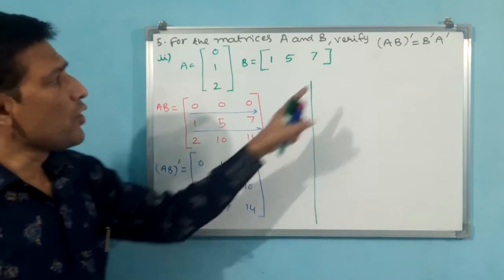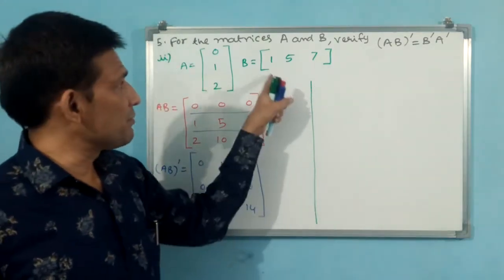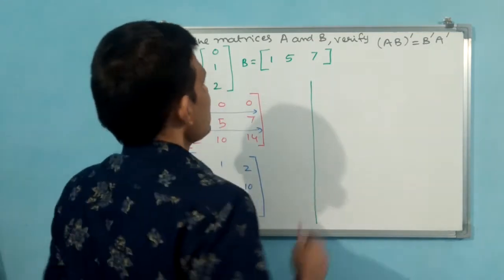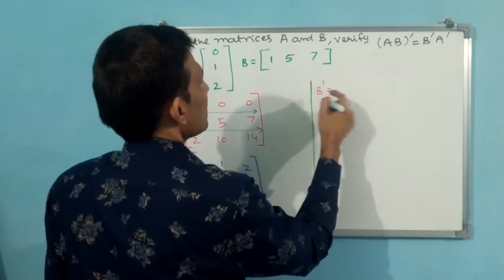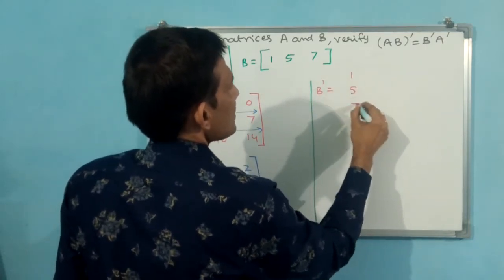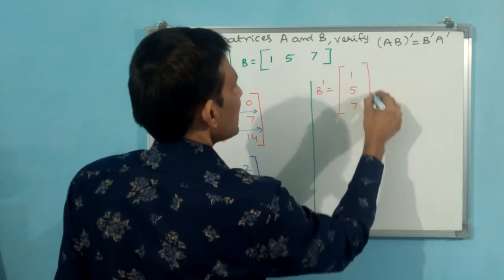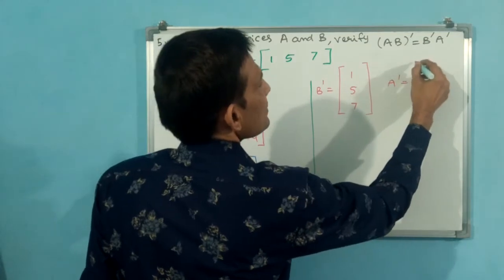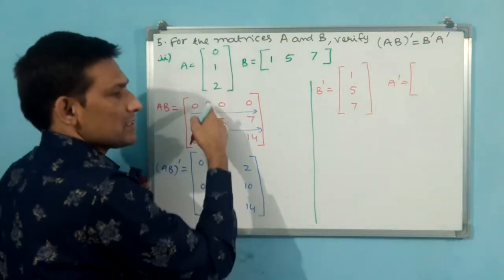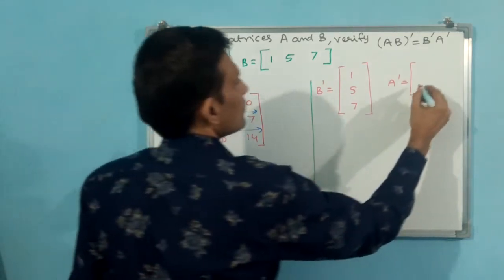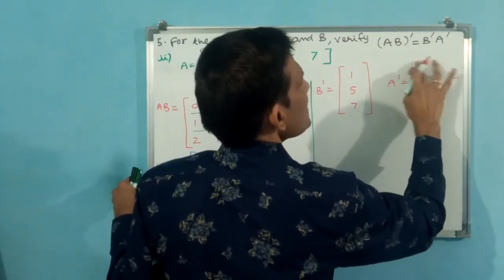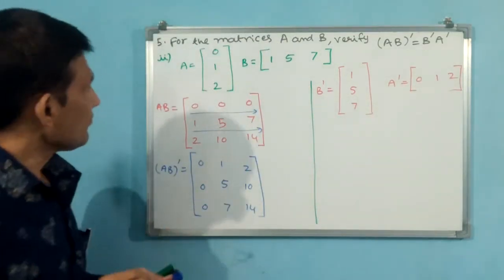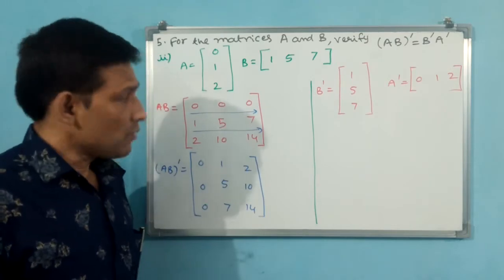Now what do you have to do? B transpose, A transpose you have to do. For that, B transpose you have to write here, and A transpose you have to write here. Let us write B transpose: 1, 5, 7. Now A transpose is equal to: you see this row, column is going to become row, 0, 1, 2. This is A transpose.